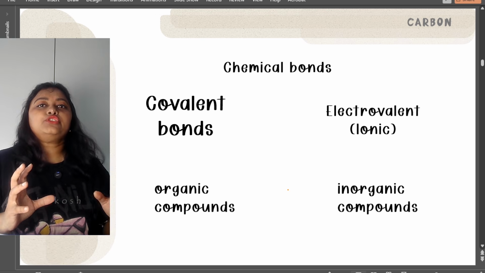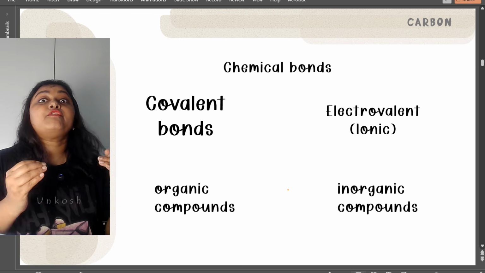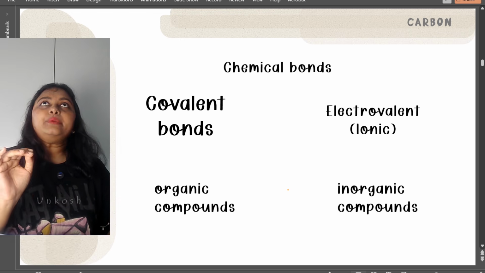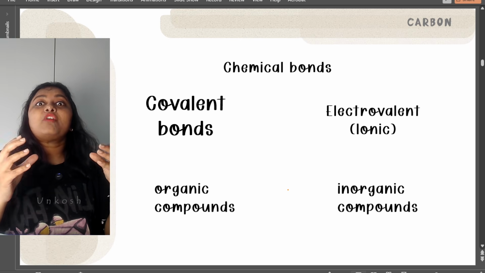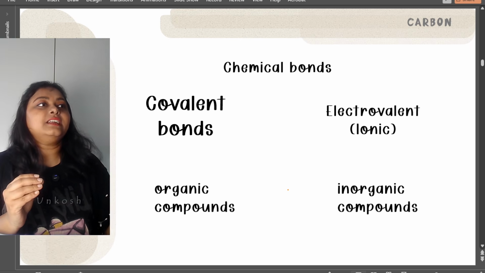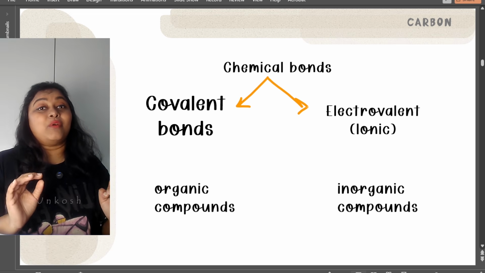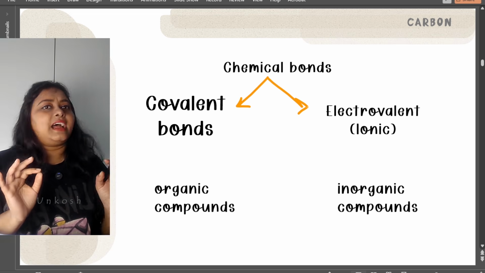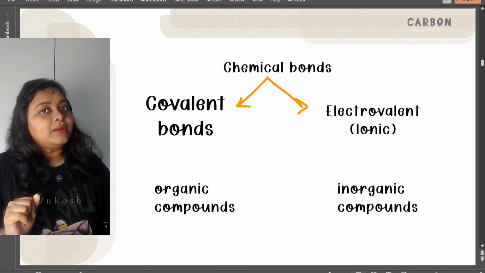Let us move on to the fourth property of carbon, which is formation of covalent bonds. Now, in previous classes, you have studied what the types of chemical bonds are, right? The two main chemical bonds were covalent bonds and electrovalent bonds. And electrovalent bonds are also called ionic bonds.